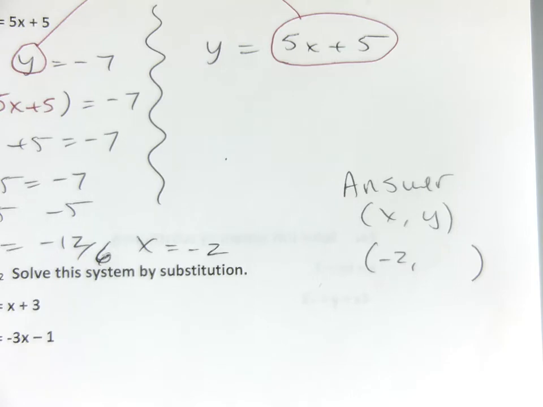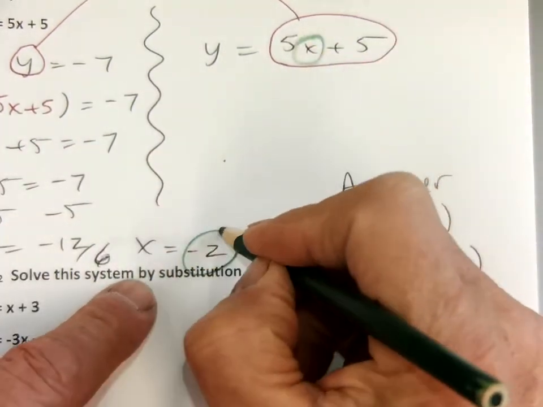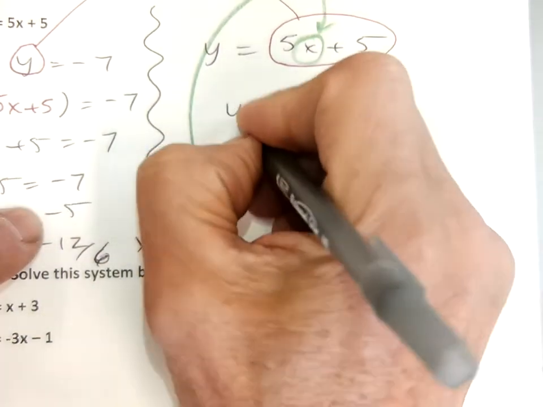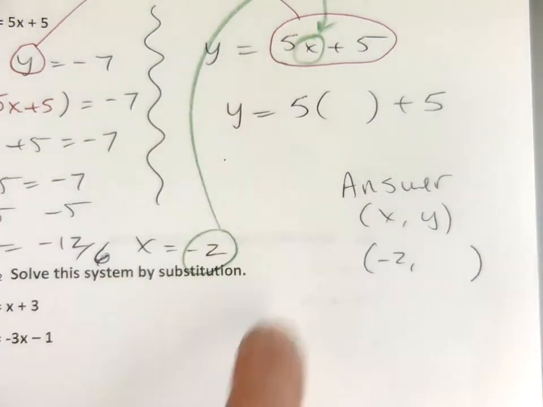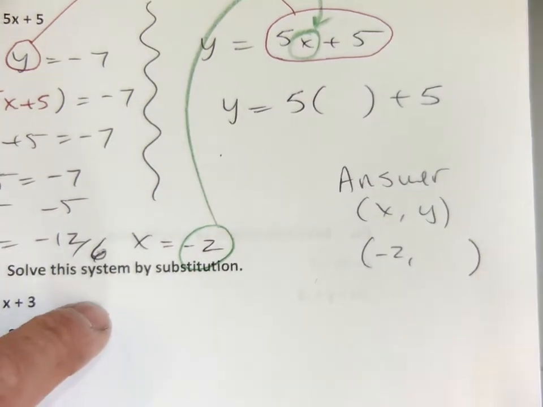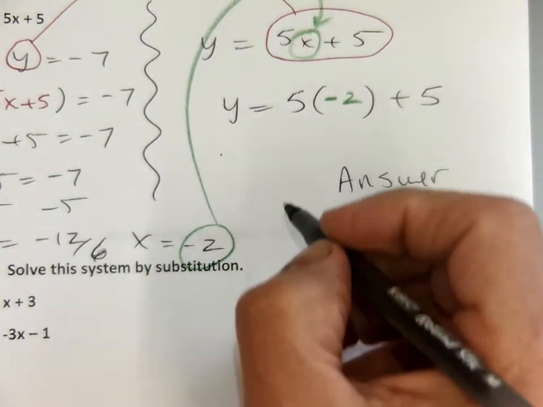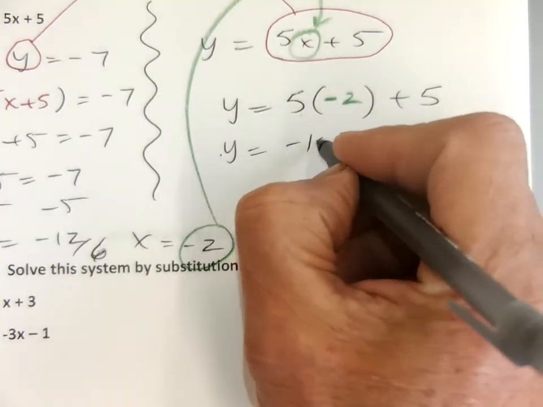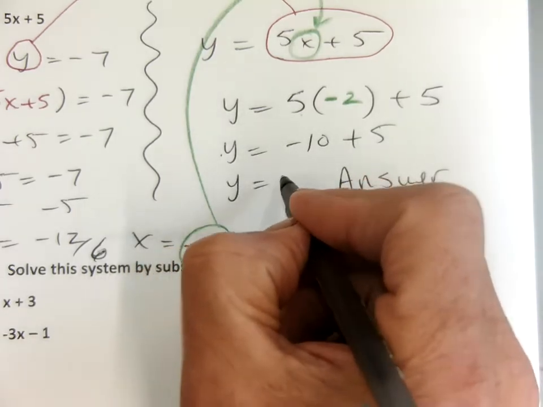So instead of writing x, I know what x is equal to, so I put negative 2 right there. I'll rewrite this as y equals 5 times, and instead of writing x, I'll write what the x value is, which is negative 2. I'll put my negative 2 right there. And then I'll find out what y is. y is equal to 5 times negative 2, which is negative 10, plus 5, right? And then y is equal to negative 5.